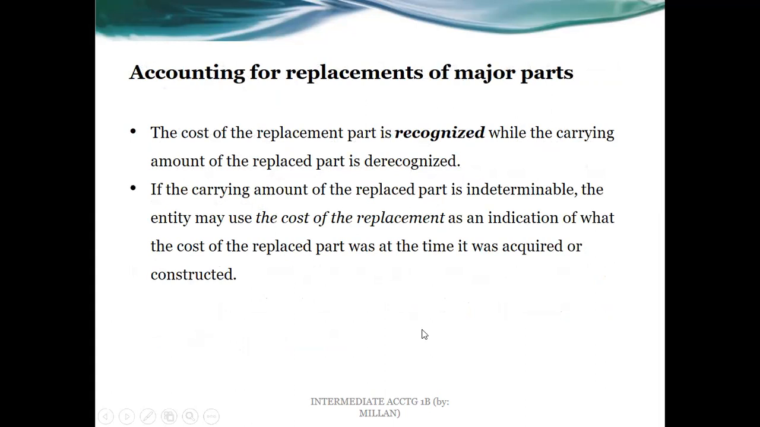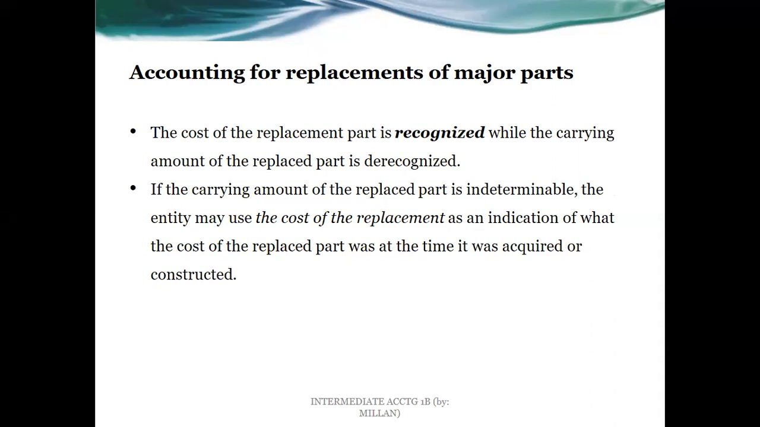Next, for major parts which are actually replaced. If you can recall, I've mentioned in the 2A portion of PPE part 2 that we have, let's say, airplanes, wherein there are certain major parts like the wings, the body or shaft of the airplane, then the engines, the gears, the wheels, for example.